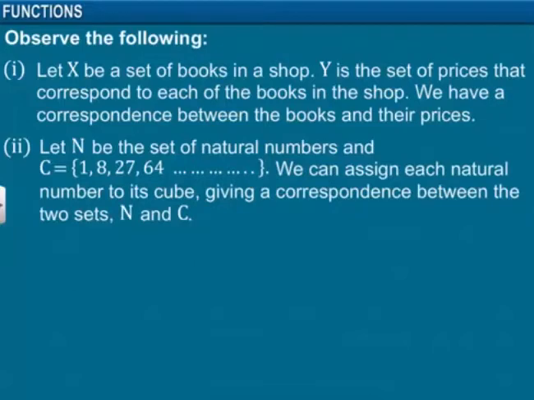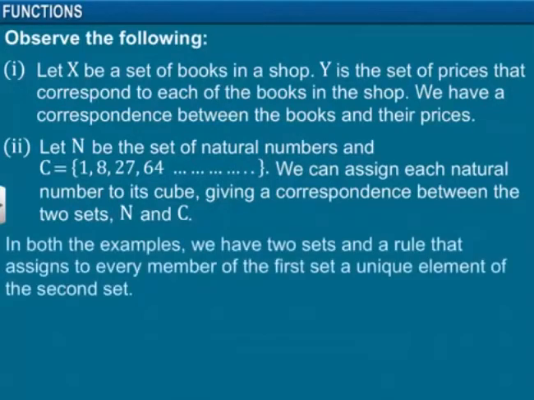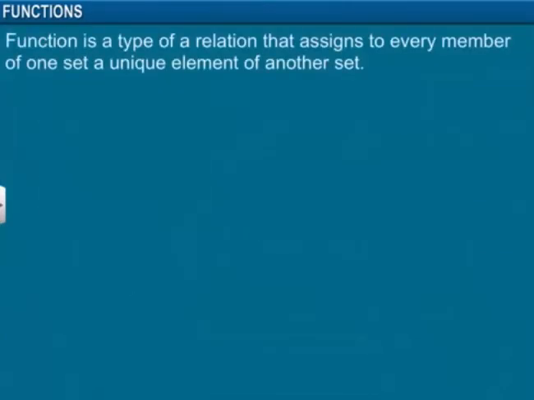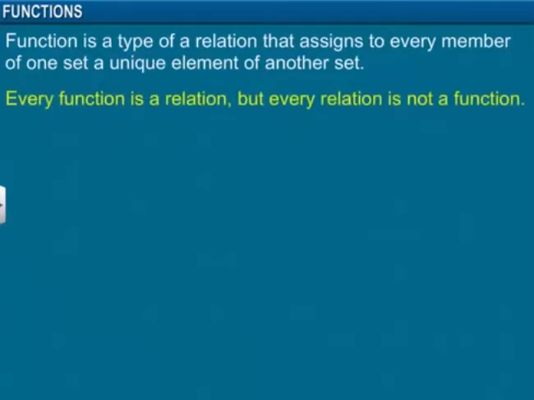Observe that in each of these examples, we have two sets, and a rule that assigns to every member of the first set a unique element of the second set. Function is a type of relation that assigns to every member of one set a unique element of another set. Hence, we can say that every function is a relation, but every relation is not a function. Let's look at functions in a little more detail.